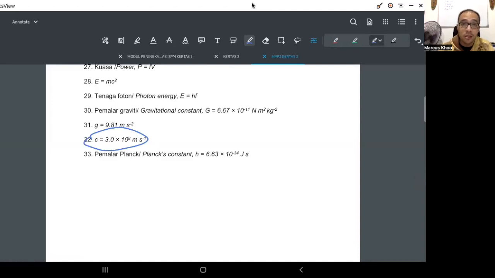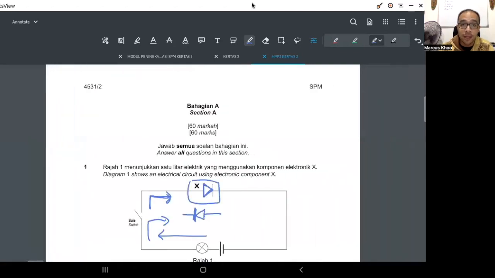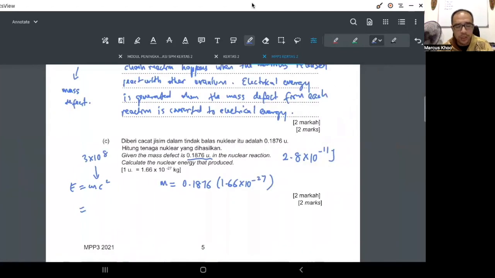They may or may not give you in the formula list, especially if they don't give it to you in the question. But things like the value of C, the value of big G, Planck's constant, all these constants are usually given to you and you're not supposed to memorize them. Certain formulas you have to memorize. So when you do all this calculation, you should get the answer 2.8 times 10 to the power negative 11 joules.